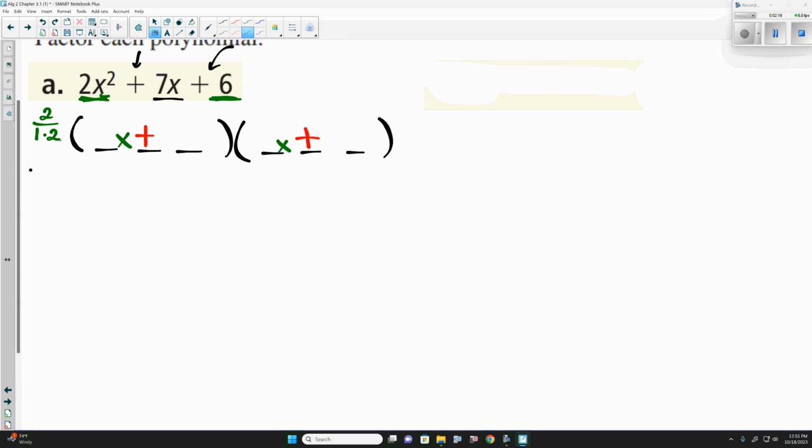So where do we want to put the 2? In front of the first x or the second x? Either one will work. Now we do need to find the factors of 6. 1 and 6, or 3 and 2, 2 and 3. So we do have 2 sets of factors, 1 and 6 and 2 and 3. Which set of factors do we want to try first?